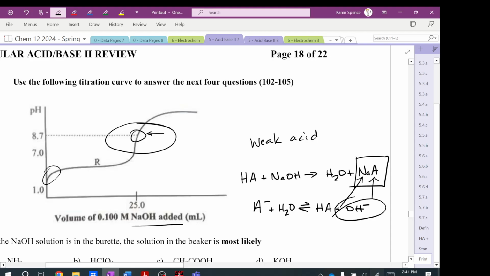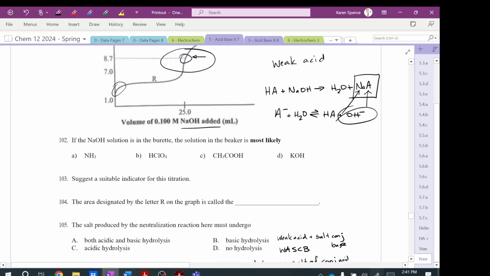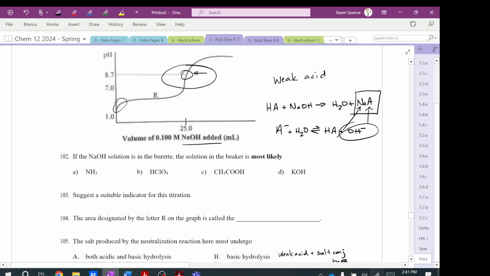Suggest a suitable indicator for this titration. So we are at pH 8.7. And the vertical section is approximately from here to here. So we want something that changes at about 8.7.